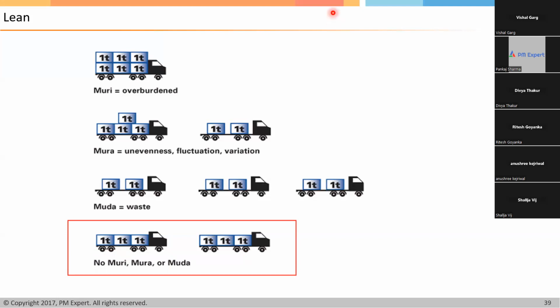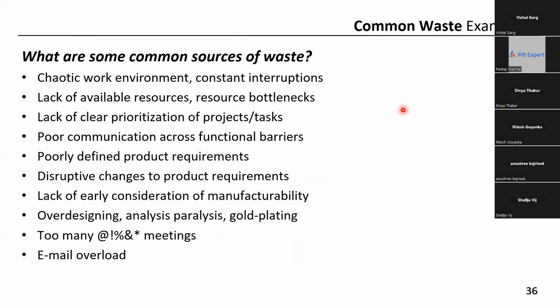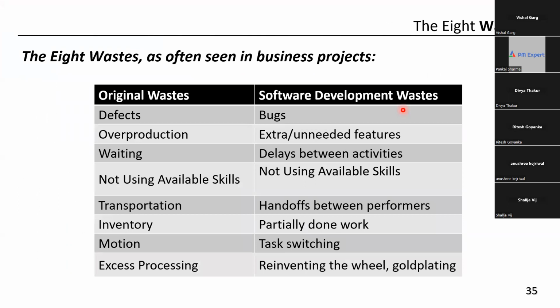Now, see, lean talks about various kinds of waste. Lean talks about different types of waste. Let's quickly go through some of the basic 8 wastes that can be there in projects. One of the purposes is to eliminate these wastes. Defects or bugs are wastes. Overproduction in manufacturing is a waste. In software or IT projects, extra unneeded features are waste.